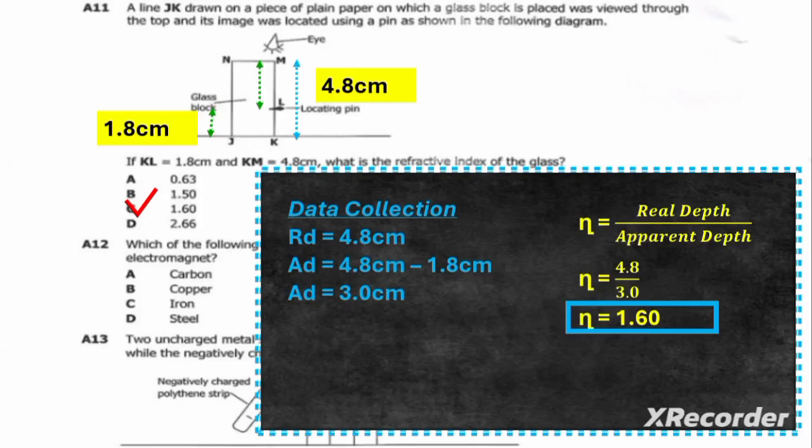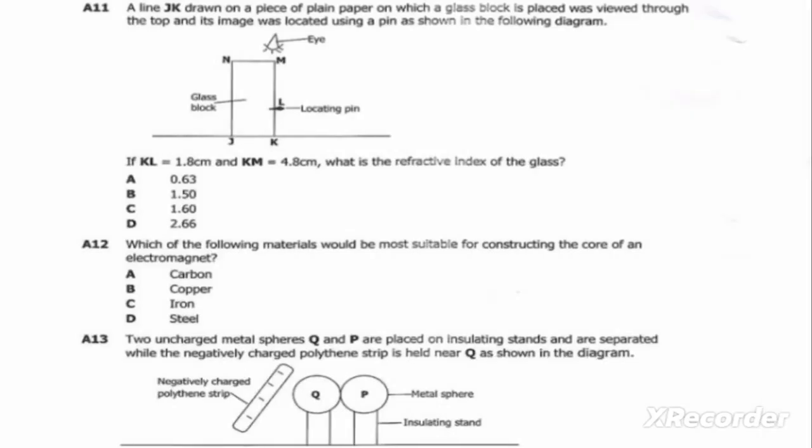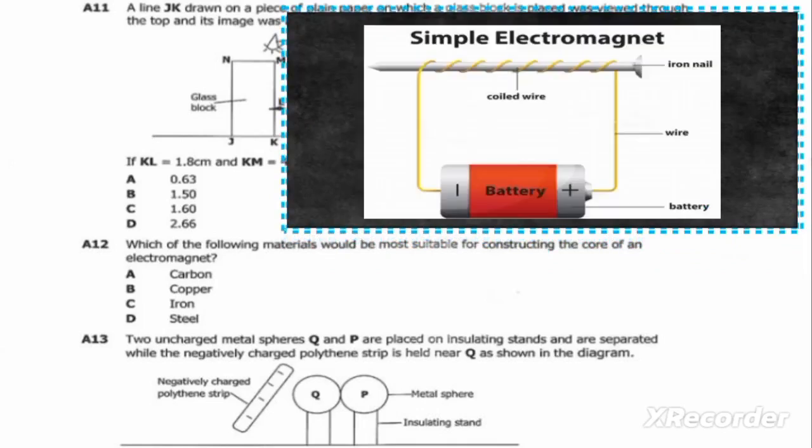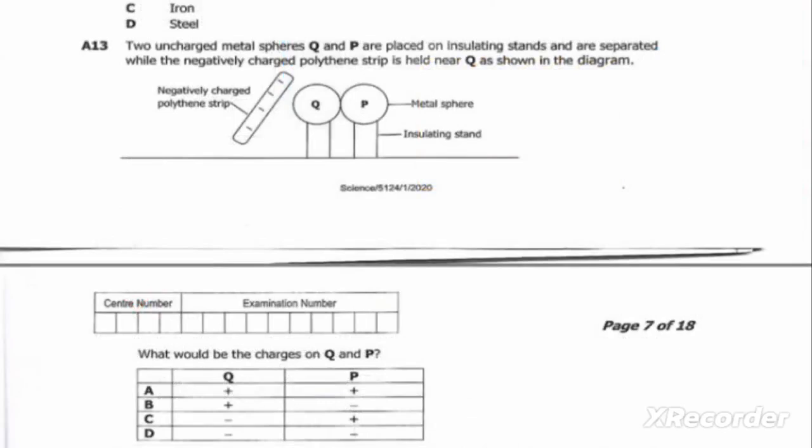Let us move to the next question, which is question A12. Which of the following materials would be most suitable for constructing the core of the electromagnet? A. Carbon, B. Copper, C. Iron, D. Steel. The best material that can be used to construct the core of an electromagnet is iron.